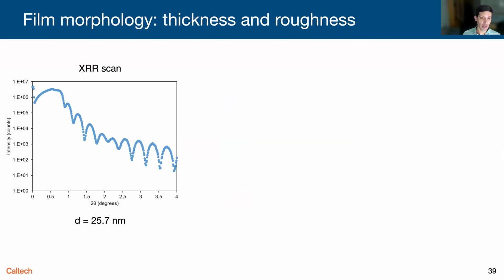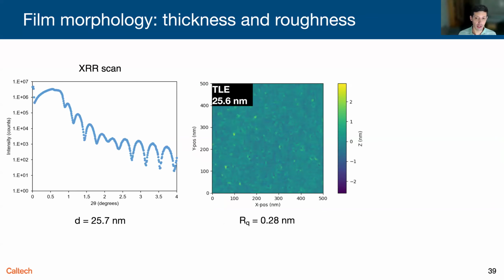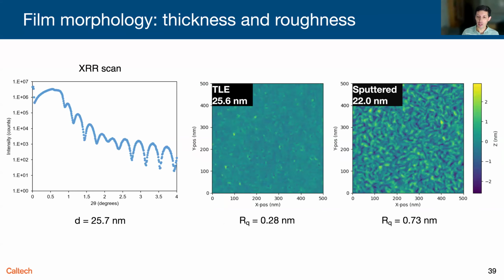All right, so I'm going to go a little bit faster through this just to make sure there's time for questions. But we did X-ray reflectivity. We got about 25.7 nanometers. The roughness comparison is quite interesting. So it's very low roughness for TLE, and you can see on the right a sputtered sample in our clean room here, and it's quite a bit rougher.